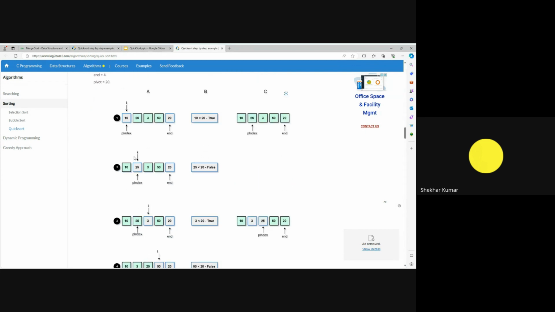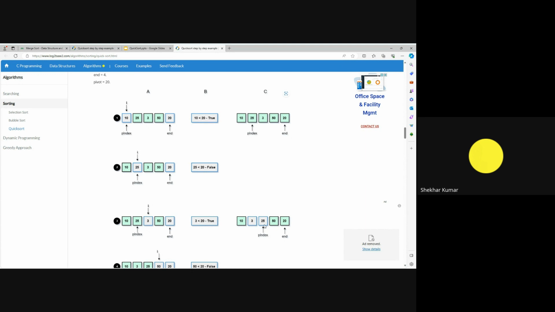Now the first pointer I will be moved to 3. I will be in the third position. Now 3 will be compared with the pivot value 20. 3 is less than 20. Yes, true. Now the P index will be incremented by 1. This is called your double pointer. Okay. Now 3 and 25 will be interchanged. Now it is 10, 3 and 25.